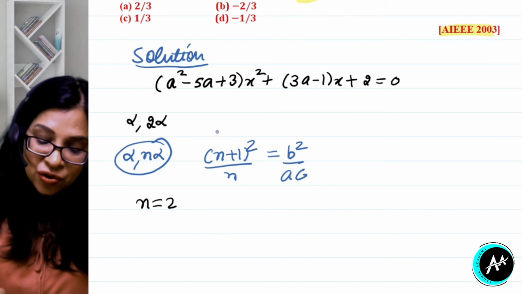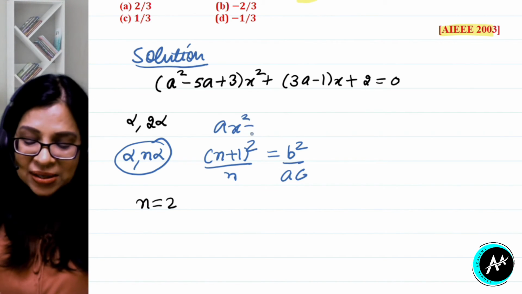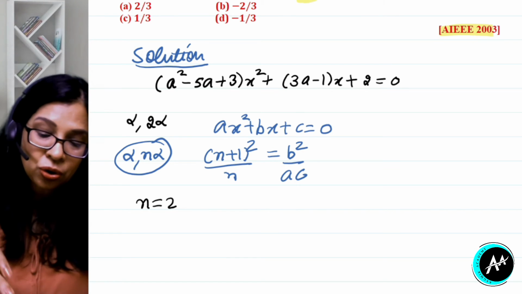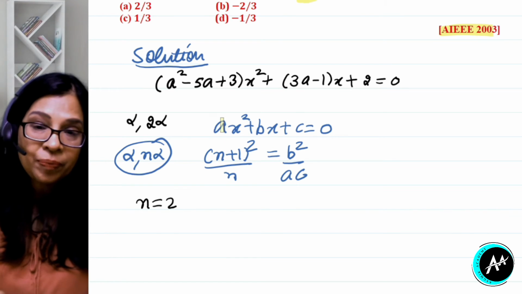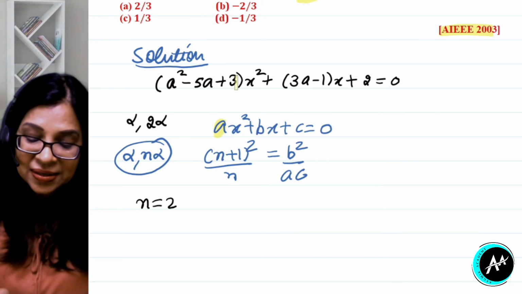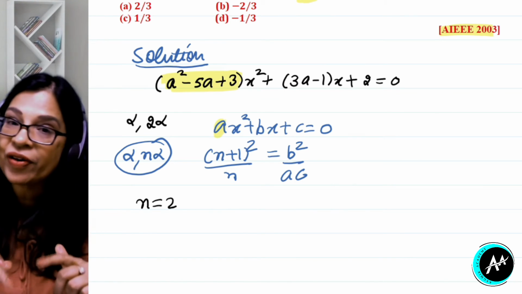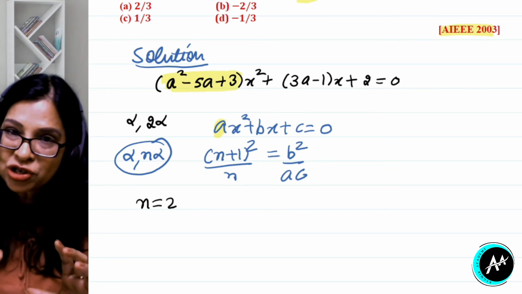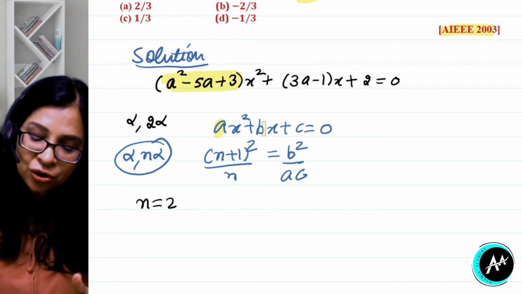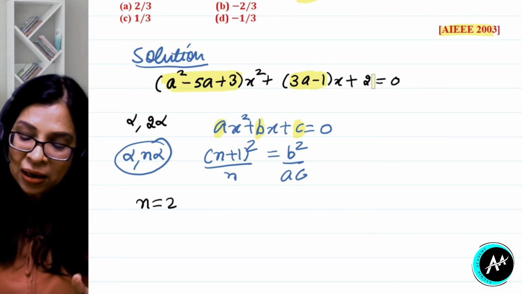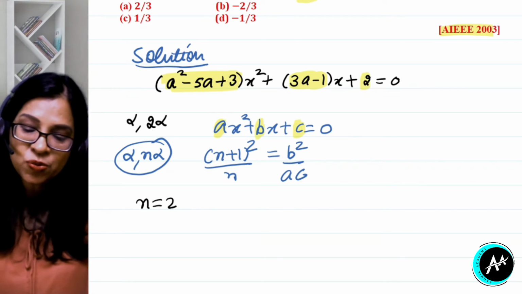Again this condition was for the standard quadratic equation ax square plus bx plus c equal to 0. So what do we have in place of a? In place of a we have the whole quadratic expression, a square minus 5a plus 3, that is the coefficient of x square. The coefficient of x, b, is 3a minus 1. And the constant term c is 2. Right? So let's put the values.